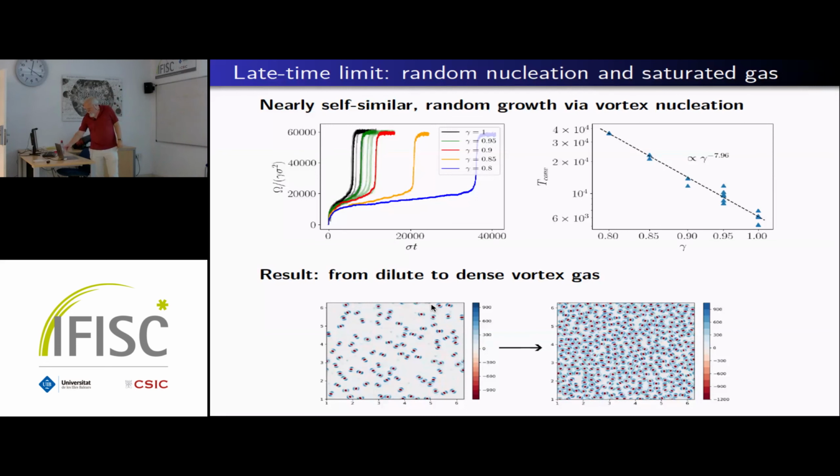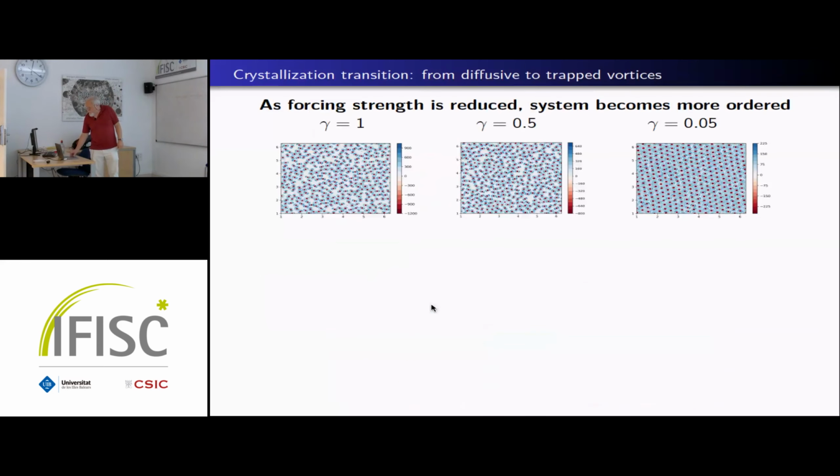Now, the time that it takes for that to happen scales something like gamma to the -8. We don't know exactly why that's the case, but that comes from the numerical calculations. So this is the kind of picture you get in the dense state that you've created at different values of gamma. And as I've already mentioned, as you decrease gamma, this gas of vortices crystallizes into this lattice state.